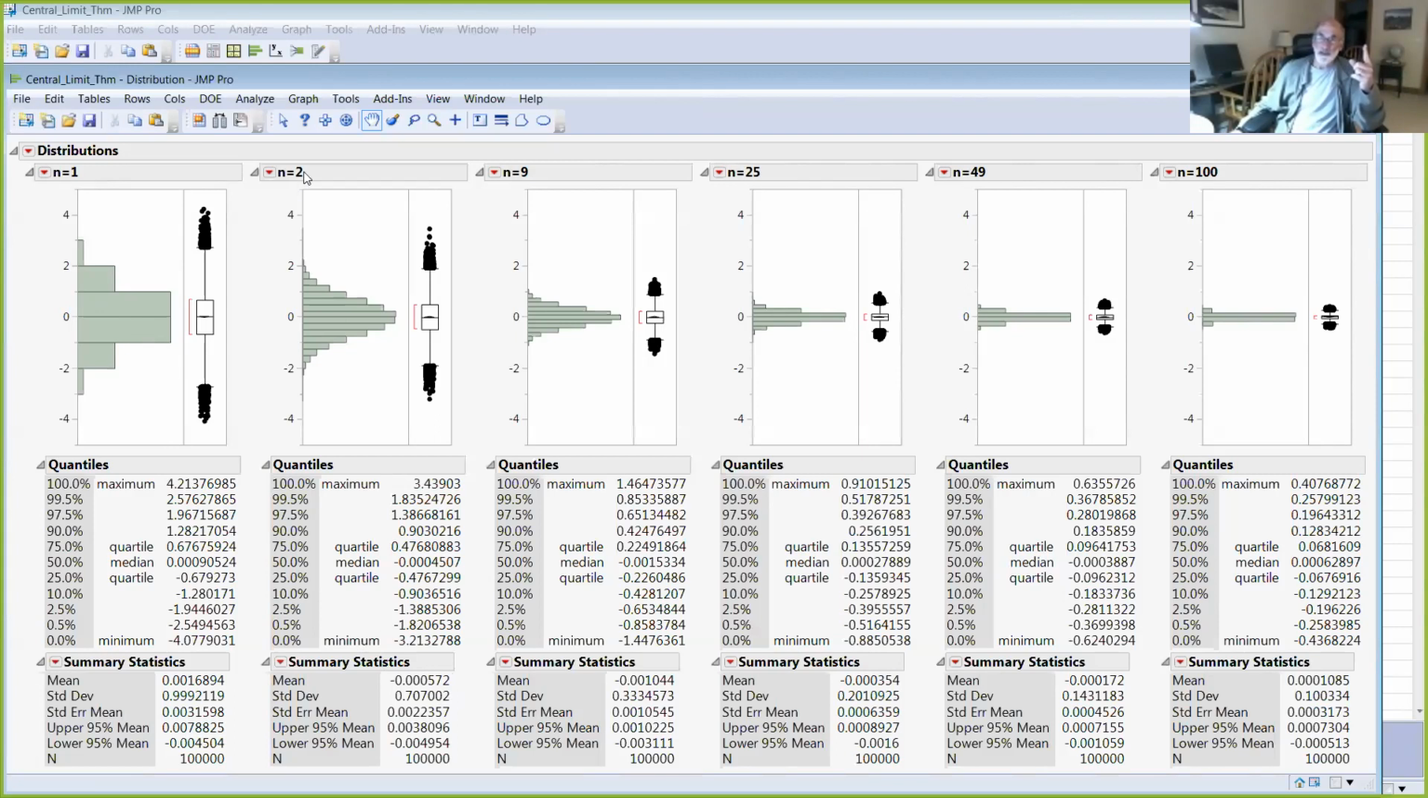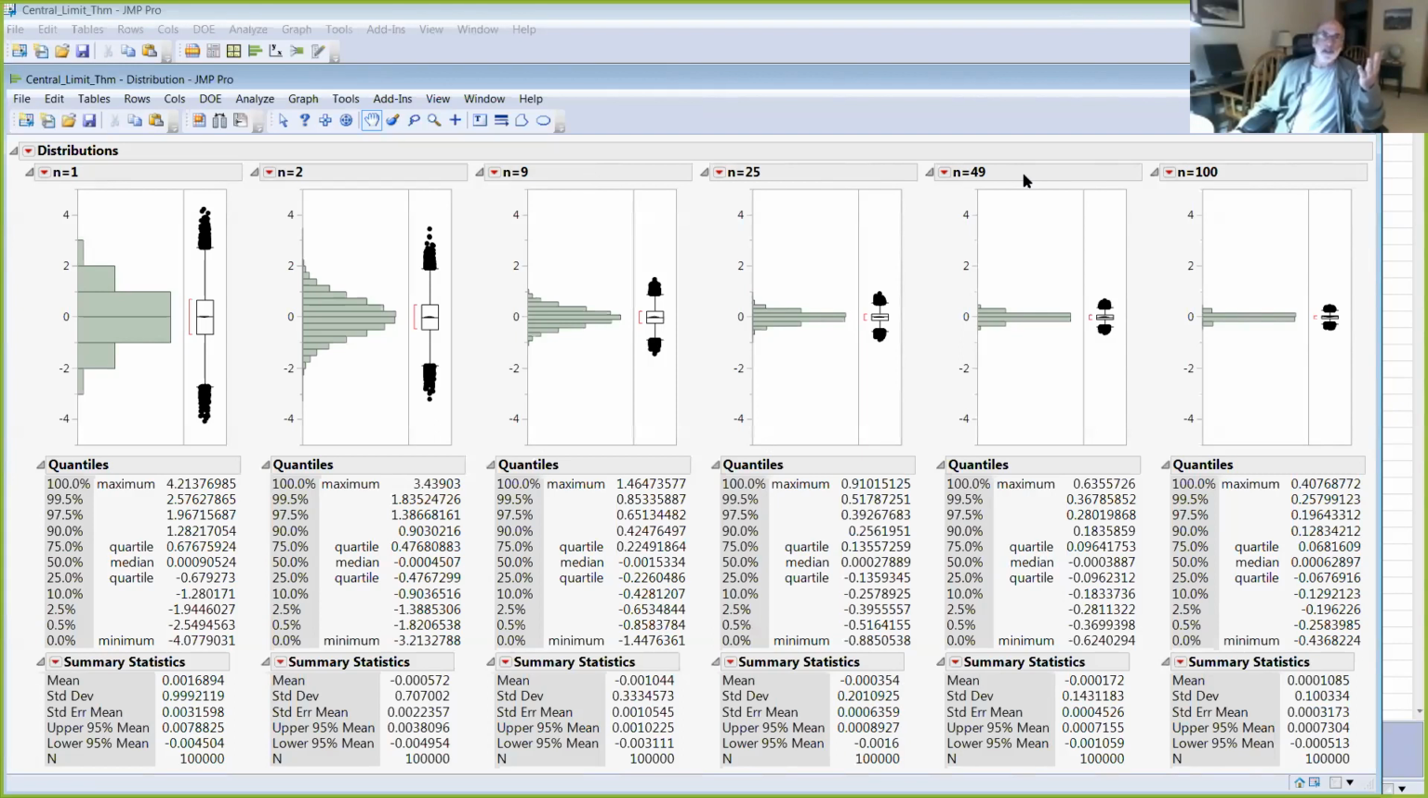When the sample size is 2, 1 divided by square root of 2 is 1.41. 1 divided by 1.41 is about 0.71. That's what we have here. Square root of 9 is 3. 1 divided by 3, 1/3. Standard deviation is 1/3. 1 divided by square root of 25 should be 0.2, 0.201.